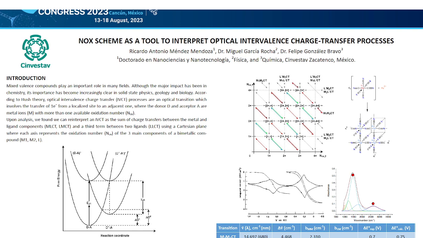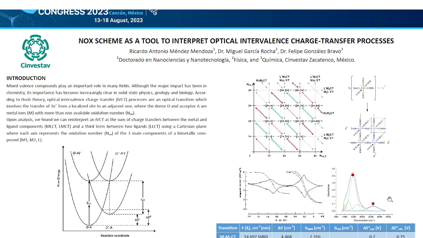This study is around bimetallic compounds, which have a mixed valence where the two species, usually the donor and the acceptor, usually a pair of metal cations, have more than one available valence number, or in how we manage it, the oxidation number. And between them, according to Hush theory, there's an electron transfer from one side to the other.